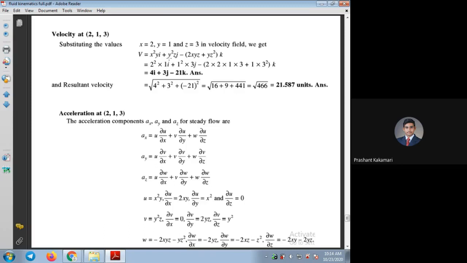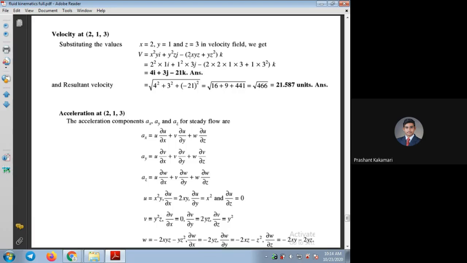Second term is y square z j. Y square is 1, z is 3. So it will be 3j. I'll get 3j here.